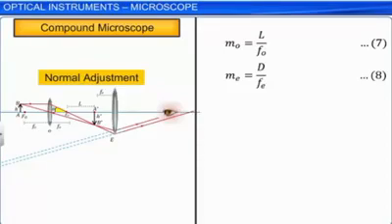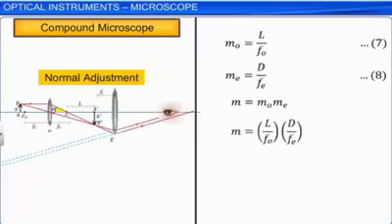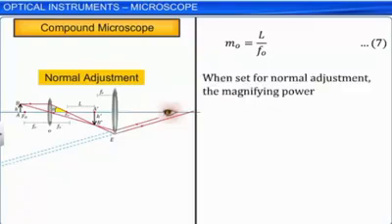If the eyepiece is adjusted such that the final image is formed at the near point, then, using equation 6, ME is equal to 1 plus D by FE. In such a case, the magnifying power of the compound microscope M is equal to L by FO into 1 plus D by FE. For larger magnification, the objective and the eyepiece of a compound microscope must have small focal lengths.